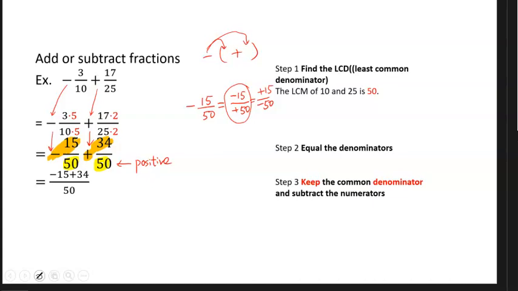So this is something we already talked about, how to add signed numbers. So negative 15 means we have $15 debt. 34 means we have $34 credit. So we have more credit than debt. And how much more credit? So $34 credit minus $15 debt. So we're going to subtract them.